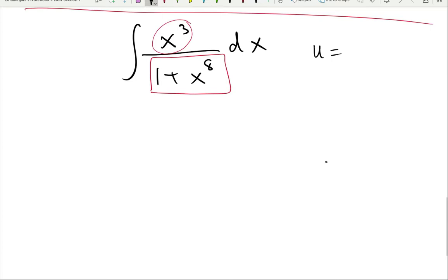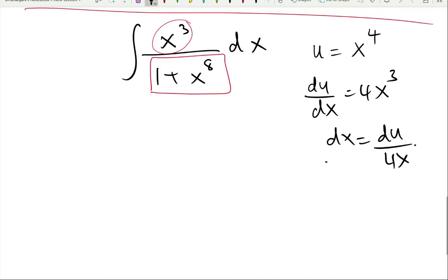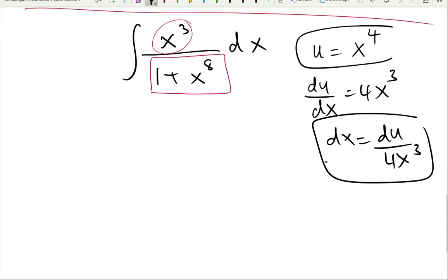Try to see what I'm trying to do. So this is x to the 4. That's what I'm trying to choose. So du over dx is 4x cubed. Now let's see, dx is du over 4x cubed. So let's substitute these two back into the integral.